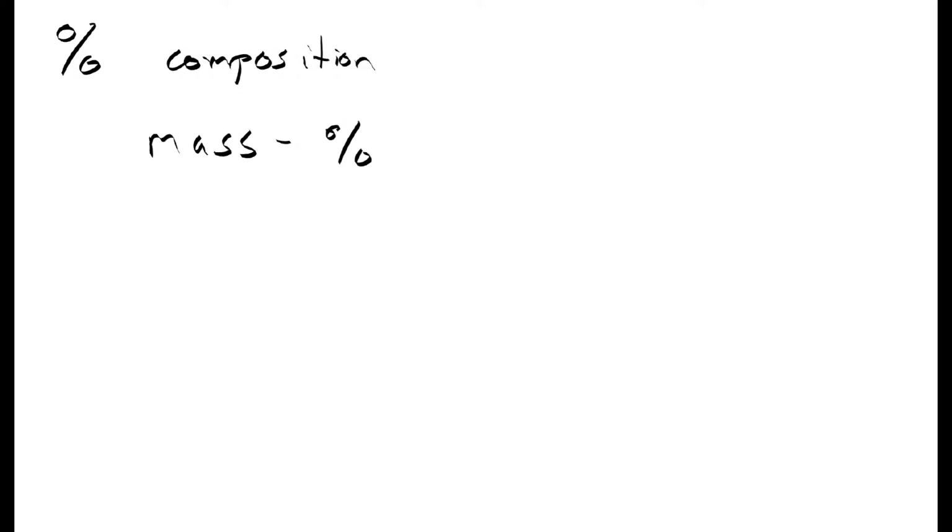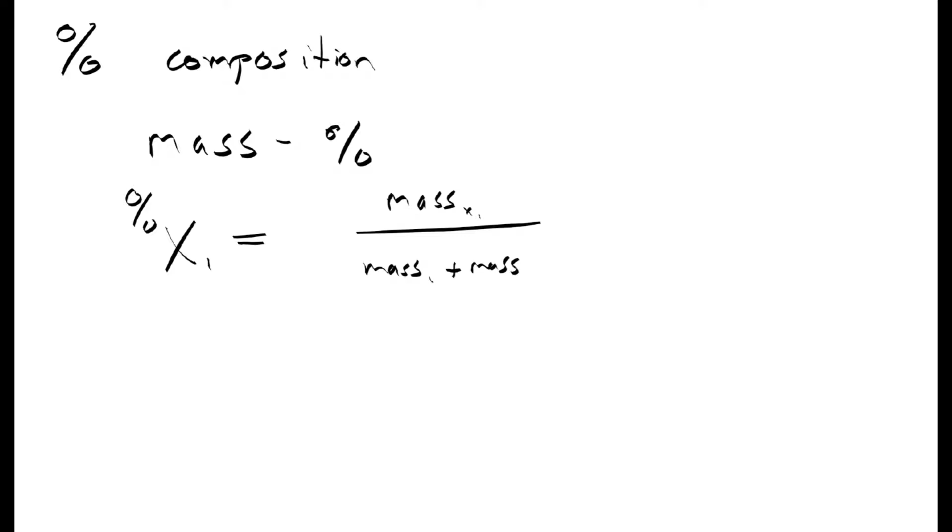All right. So first up, percent composition. This is also a mass percent, meaning that for any particular element, x1, the percentage for x1 is equal to the mass coming from that element divided by the mass for element 1 plus the mass for element 2 plus, and so on. It's just, what percentage of the total mass comes from that particular element.